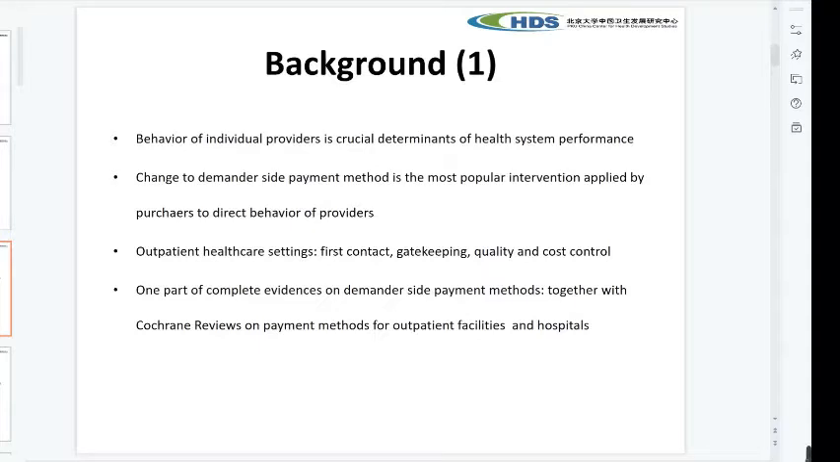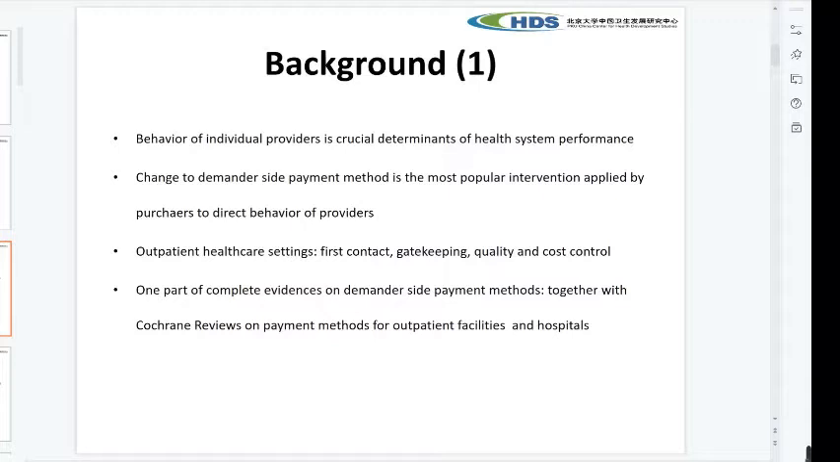As we know, health providers are a crucial determinant of healthcare system performance. So it's very crucial to guide the behavior of individual providers to achieve better performance of the whole health system. One most frequently used tool to change the behavior of health providers is to change the payment method targeting them by the purchaser or the insurer. There is more and more evidence published evaluating interventions regarding the payment method.